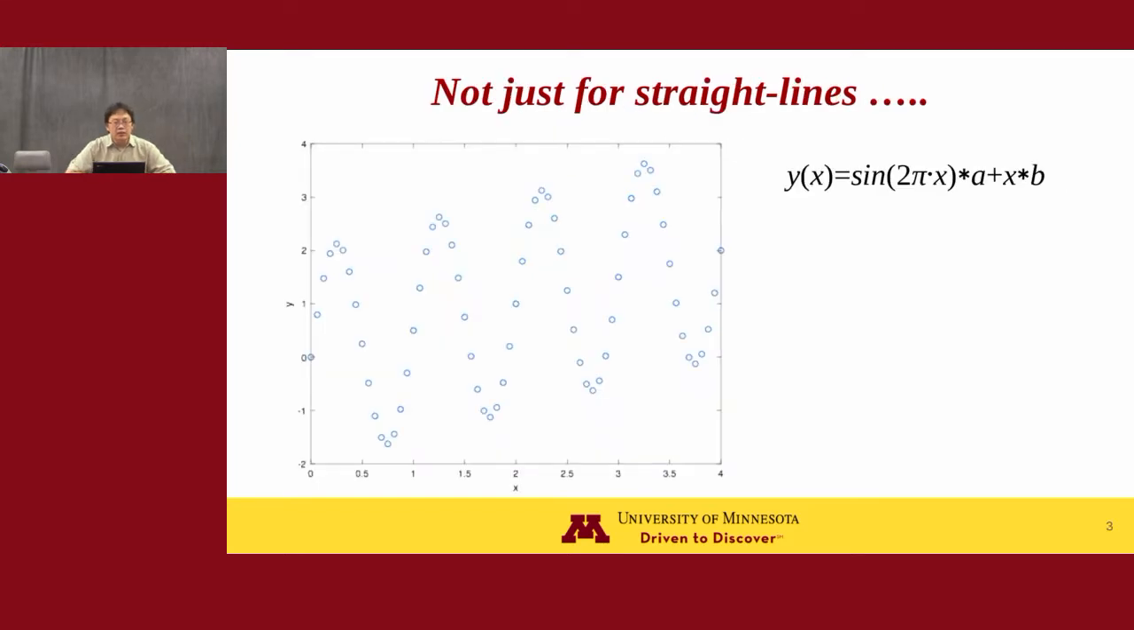The method is not only appropriate for fitting straight lines. Here you have data points that look like a sinusoid with increasing bias. An equation for that is this, where a is the amplitude of the sinusoid and b is the slope of the increasing bias. So we also want to be able to find the a and b parameters. And it turns out the best are 1 and 0.5.